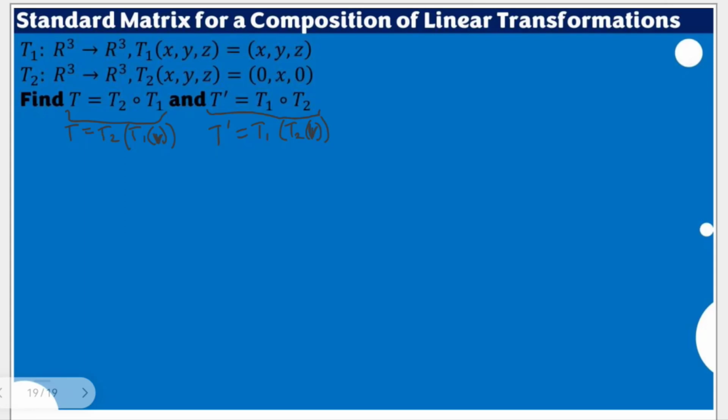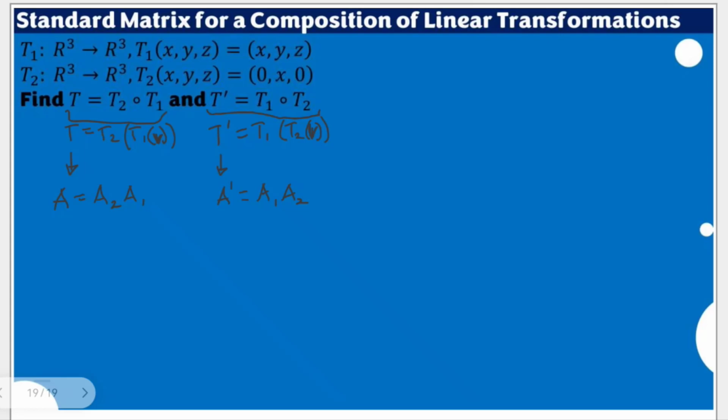Either way, the standard matrix for the first composition represented by T is the matrix A, and that matrix A is just a product of A sub 2 and A sub 1 matrices. The standard matrix for the composition T prime is A prime, which is the product of A sub 1 and A sub 2. Just like in matrices, there's not necessarily commutativity in multiplication.